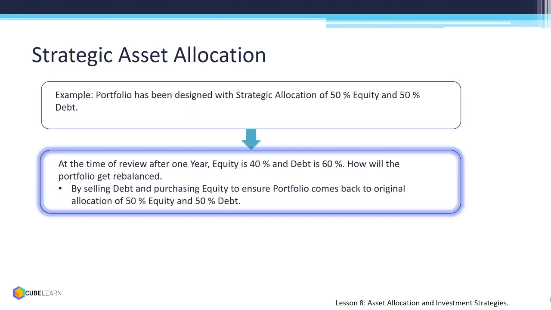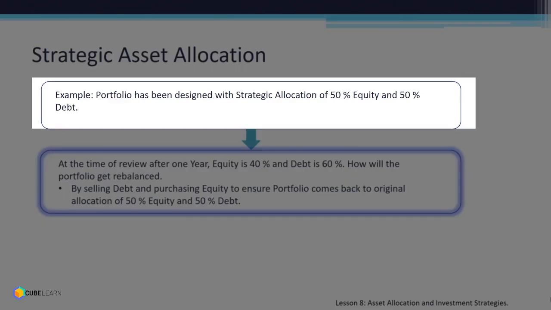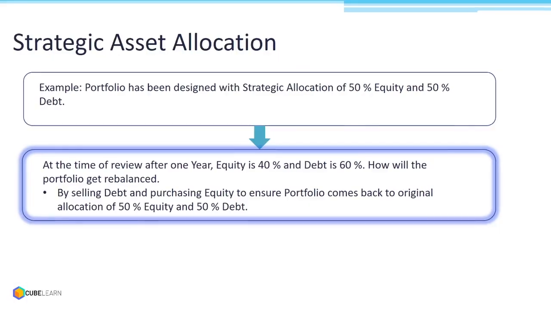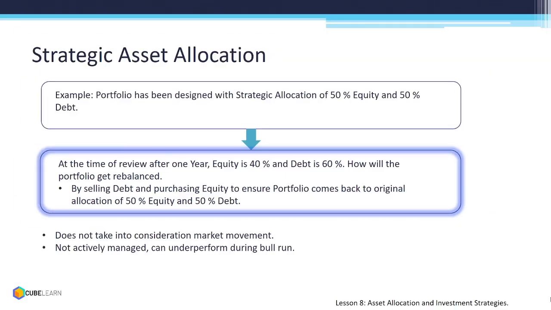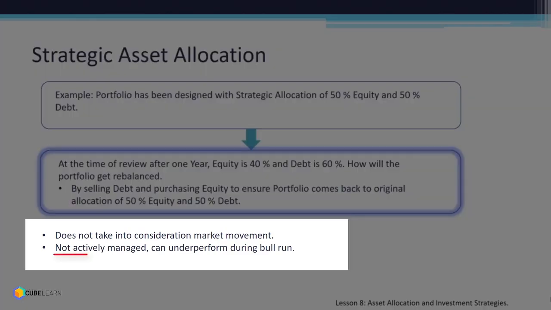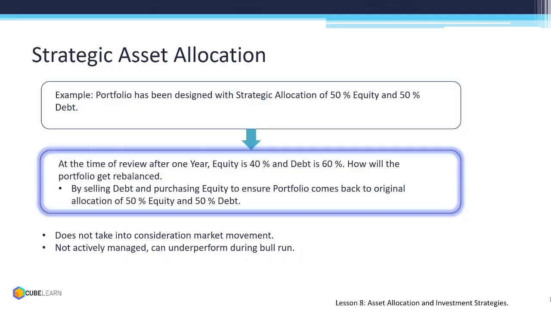In this example, portfolio has been designed with equal weightage of 50-50 to equity and debt. If equity decreased over a certain period, the original allocation will be restored by selling debt and buying equity. Strategic allocation can underperform during a bull run.